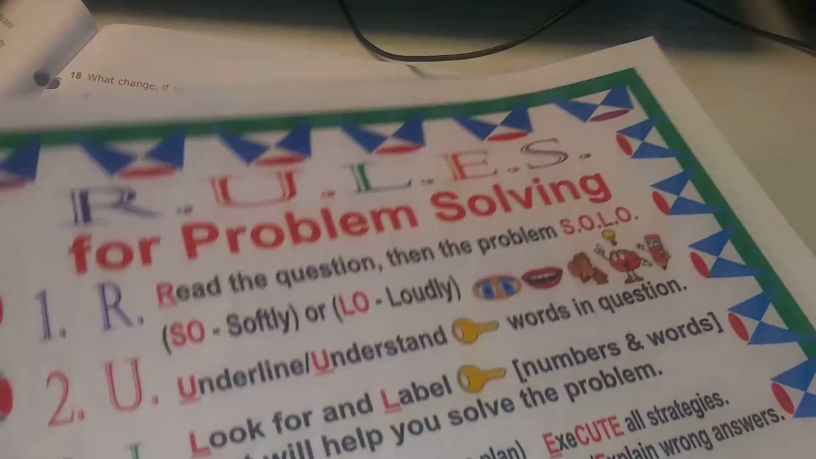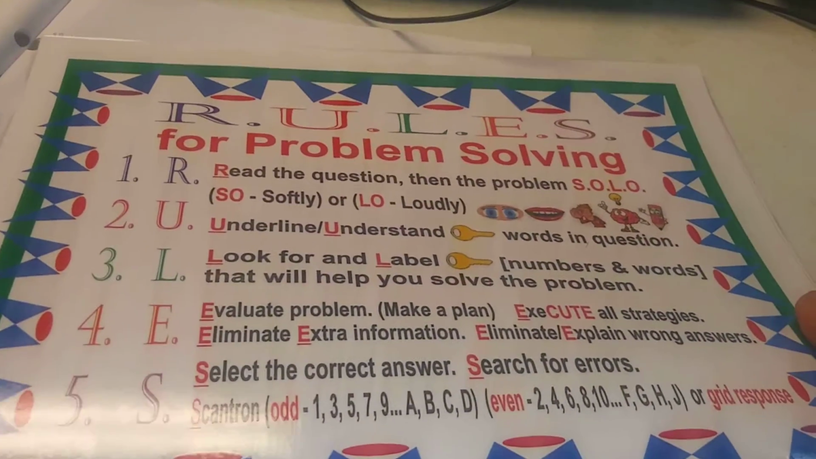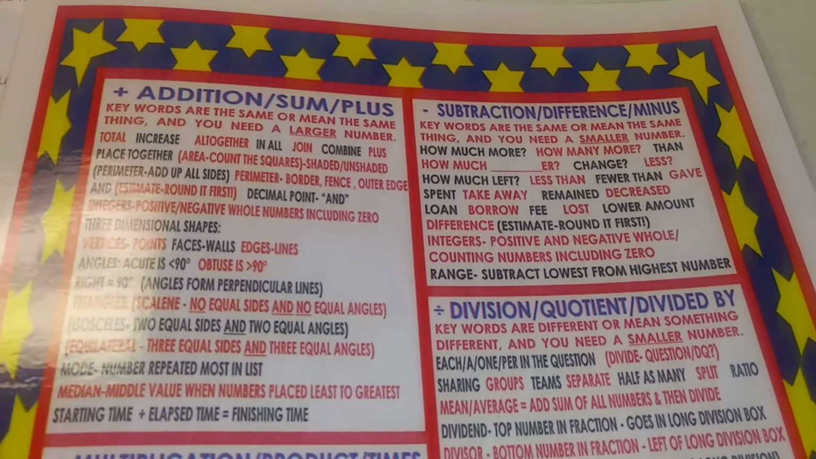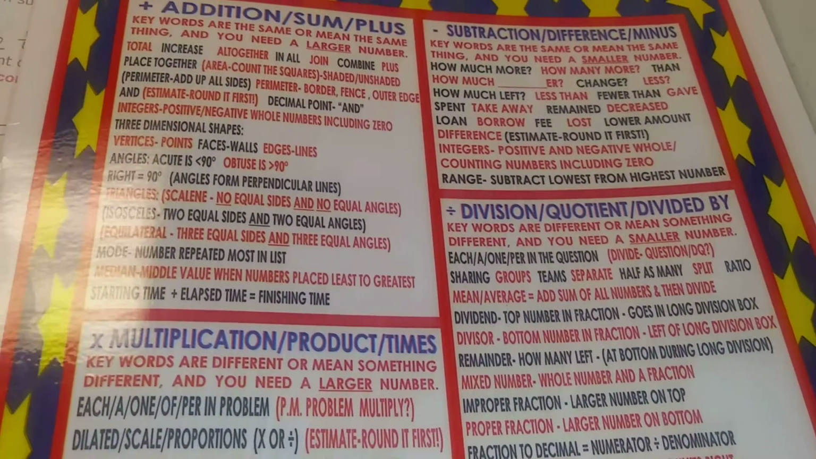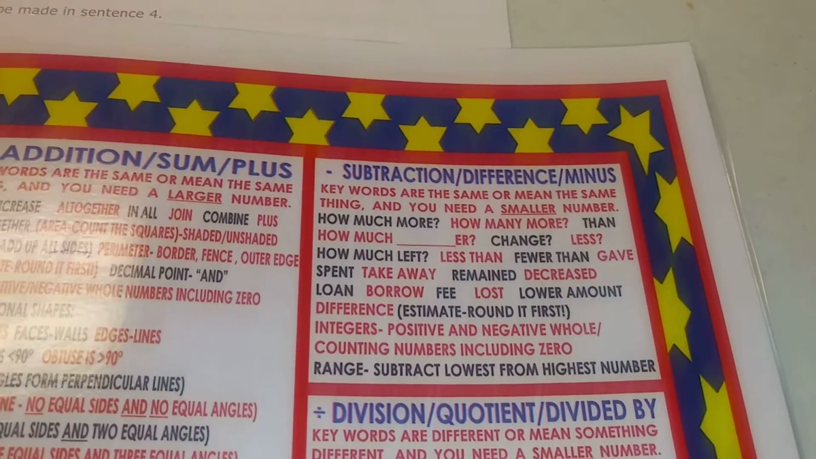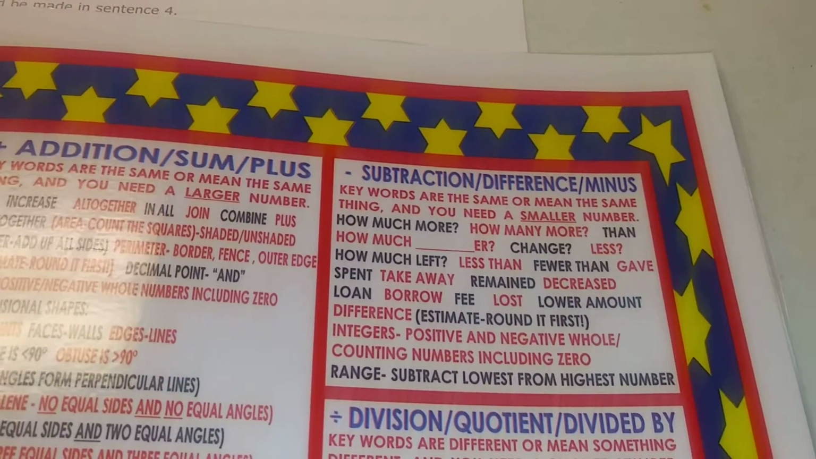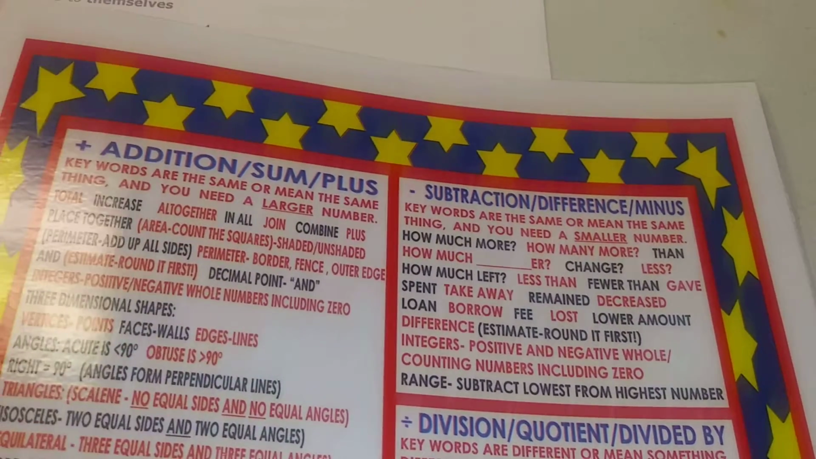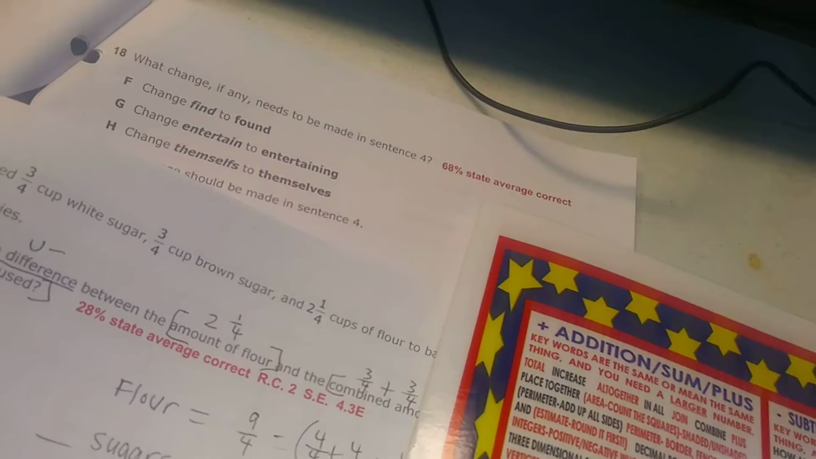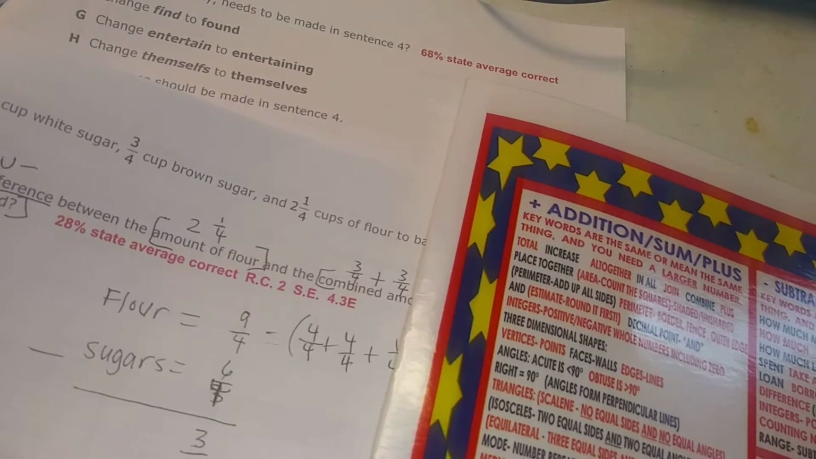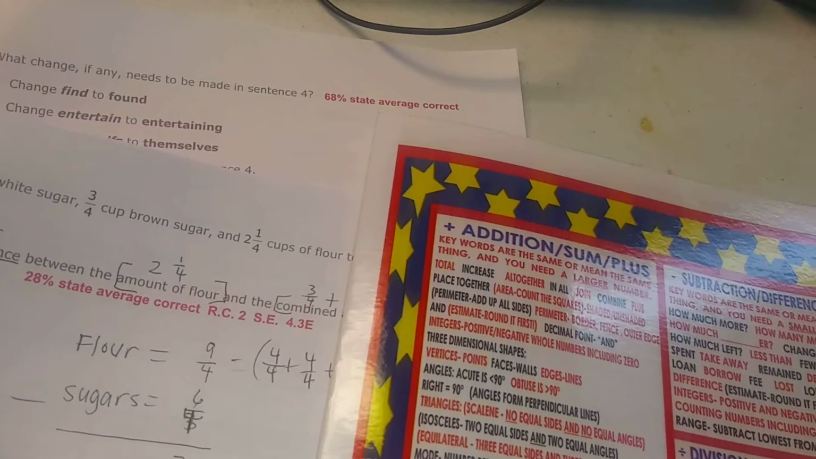I've laminated this one for you. It's got the rules checklist on the opposite side. It has a lot of the keywords to use when you're doing addition, subtraction, multiplication, and division. And so this question says, what is the difference? Difference is always going to be you subtract. So make sure that your kids know to subtract the two numbers.